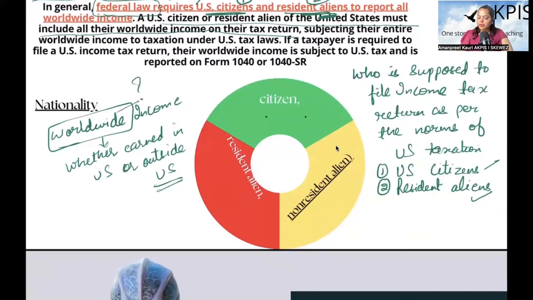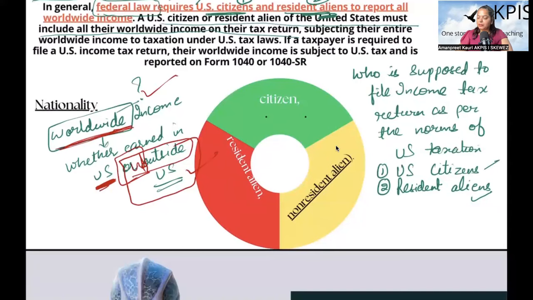So that means whether you have earned income in the US, obviously that will be part of the income tax return of the US. But apart from this, even if you have earned any income outside the US, it will form part of your total income. So worldwide income means income earned in America and even outside America.